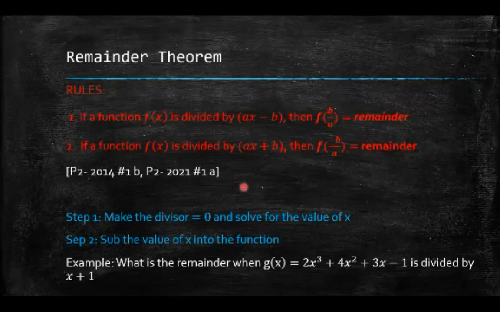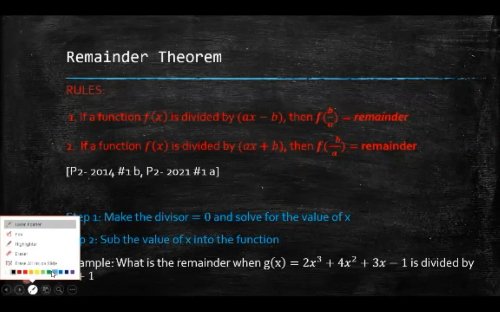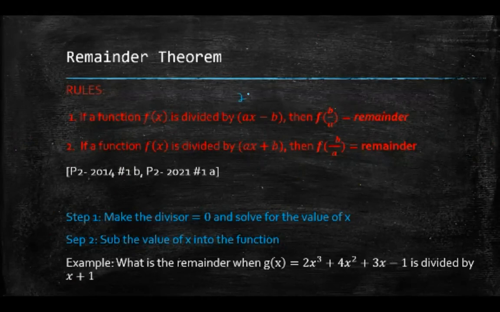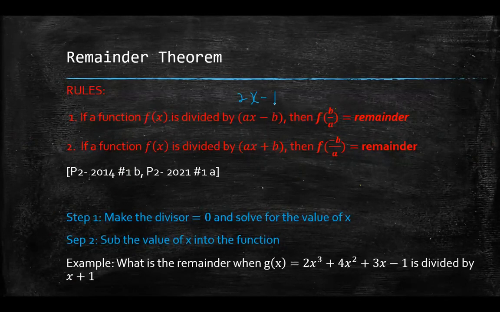If you're given it in the form ax minus b, so say your divisor for a particular question was 2x minus 1, what I'm telling you is that the remainder is f of b on a. B, in this case, would be 1, and a is 2. So if I'm trying to find the remainder of that particular function, I would have f of a half, right? So these rules would always apply because your divisors would always be in this form.